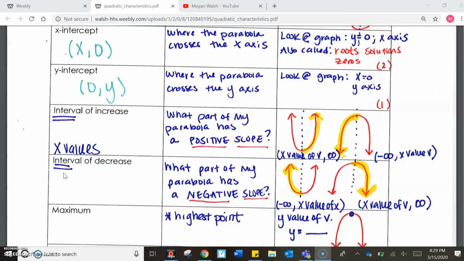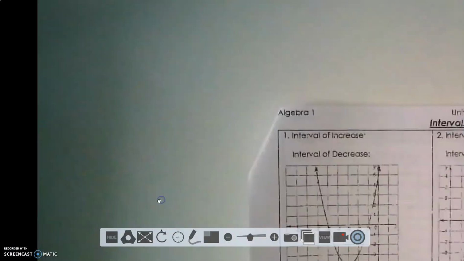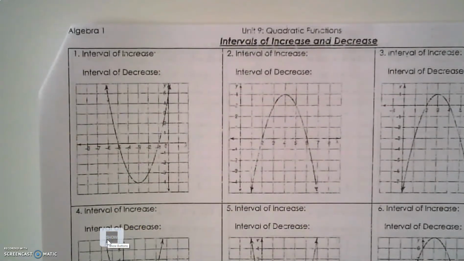The intervals we talk about are going to be x values. Increase and decreasing are only talking about the x values. An interval of increase is talking about the positive slopes, or the part of my parabola that looks like it has a positive slope. Interval of decrease, it's talking about a negative slope. The part of my parabola that looks like it's falling. So let's look at page 13 and look at some examples.